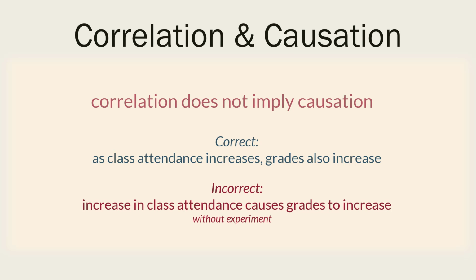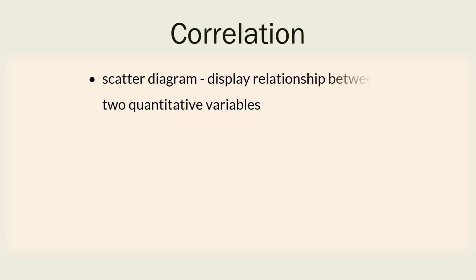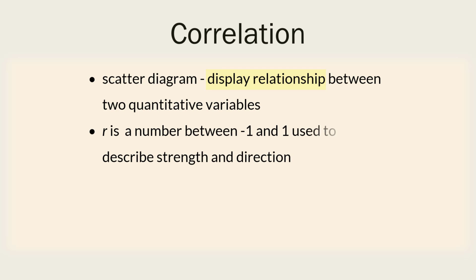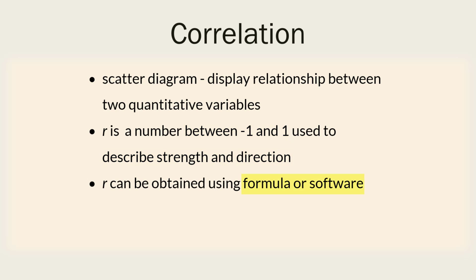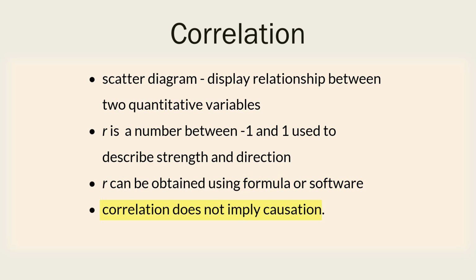So to wrap it up, we looked at how scatter plots are used to display the relationship between two quantitative variables. We showed that the correlation coefficient r is a number between -1 and 1 and is used to describe the strength and direction of a linear relationship. We stated that the correlation coefficient can be obtained using a formula or software, and that correlation does not imply causation.